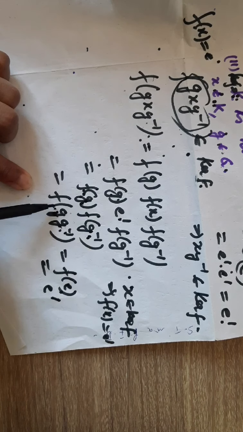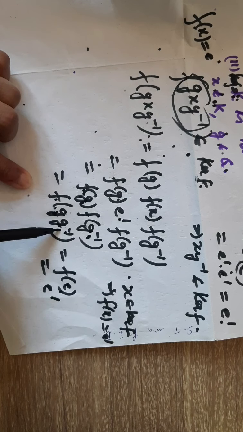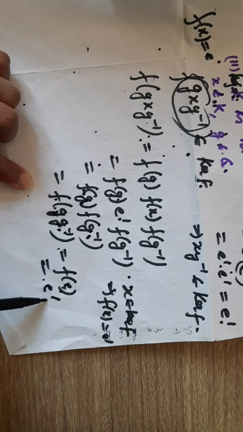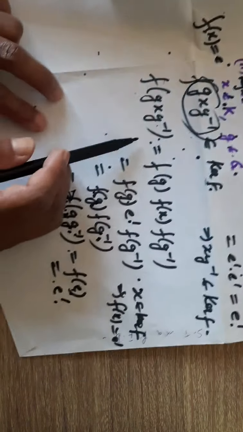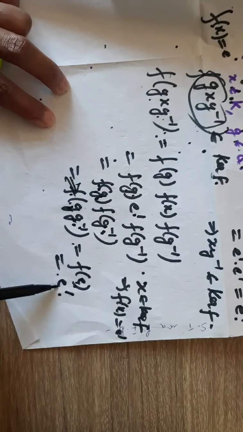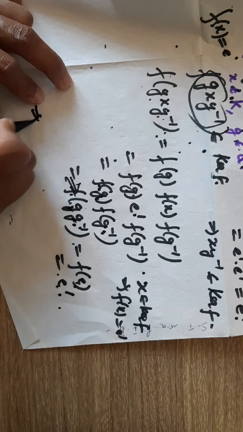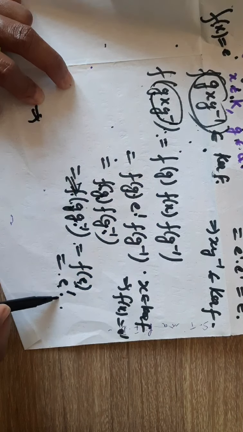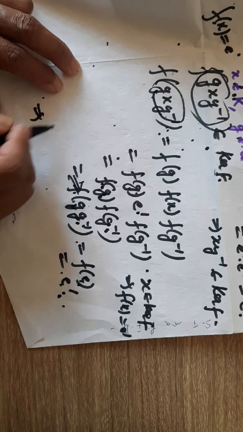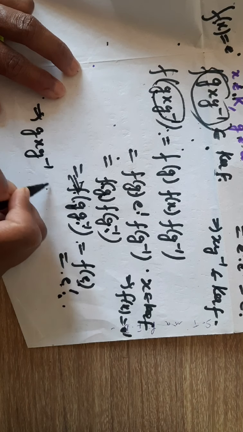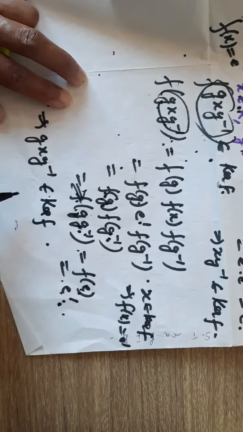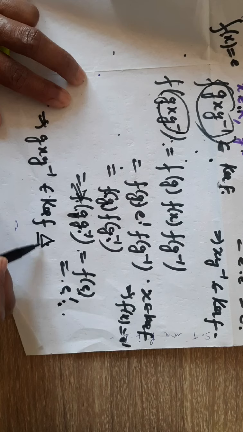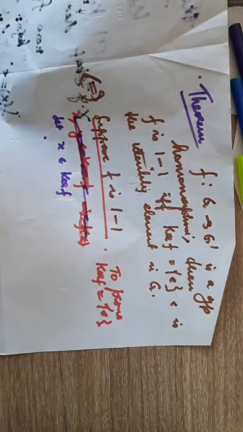f(g) into f(g inverse) can be written as f of g g inverse, and this is equal to f(e), which is equal to e prime, because f is a homomorphism. So now you can see that f of g x g inverse is equal to e prime. So this means that this element is also mapped to the identity e prime of G prime, which means that g x g inverse belongs to the kernel of f, and by definition of normal subgroup, it means that this one is a normal subgroup of G.